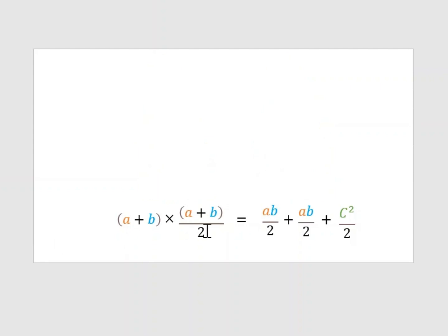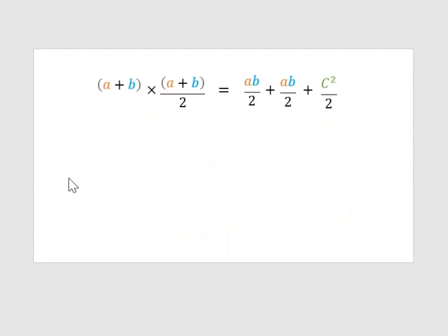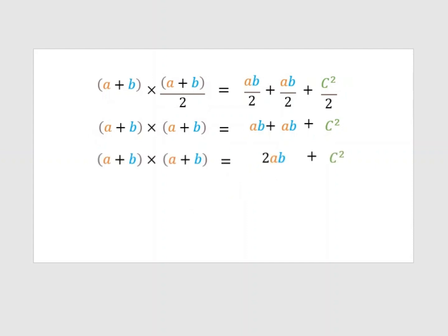So let's just study this equation. If we were to multiply both sides by 2, we would get a plus b times a plus b equals ab plus ab plus c squared. If we were to add these two ab's, we would get a plus b times a plus b equals 2 times ab plus c squared.